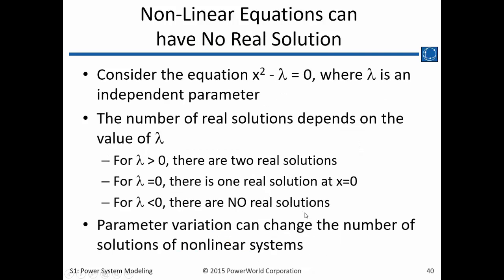A nonlinear equation can also have no real solution. If you consider the equation x squared minus lambda, where lambda is an independent parameter, the number of real solutions depends on the value of lambda. If lambda is greater than 0, there are two real solutions. If lambda is equal to 0, there's exactly one solution, that x equals 0. If lambda is less than 0, there are no real solutions, because you end up with x squared equals negative lambda, which has no real solution. So your parameter variation can change the number of solutions of the nonlinear system.